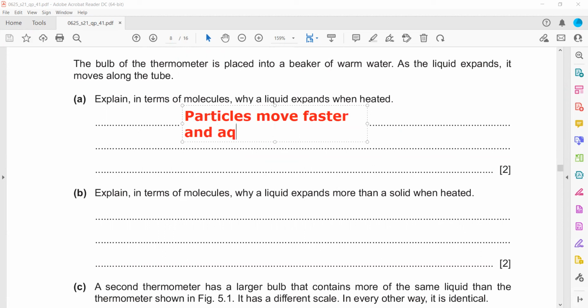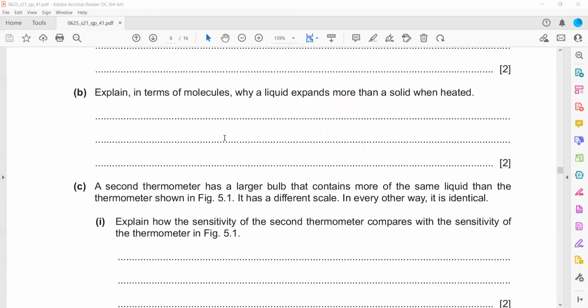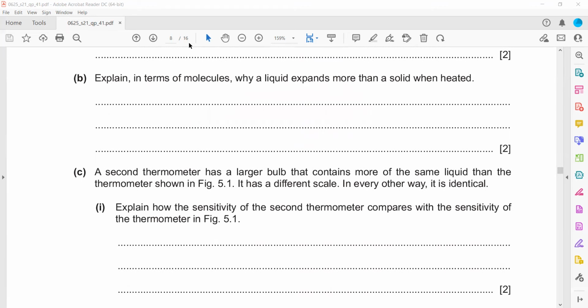And they move away from each other. So the substance expands, and expansion of a gas is more than liquid, and liquid expands more than solid. Explain in terms of molecules why a liquid expands more than solid. So a stronger force of attraction is there in solid, or weaker force of attraction in liquid, you can mention. So a small amount of energy can separate the particles.